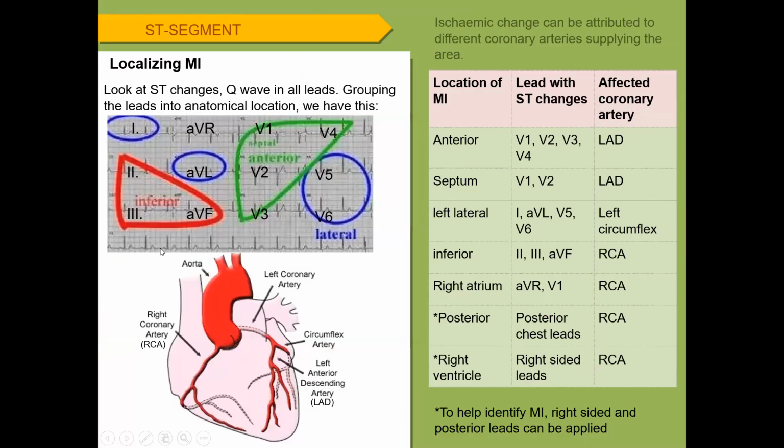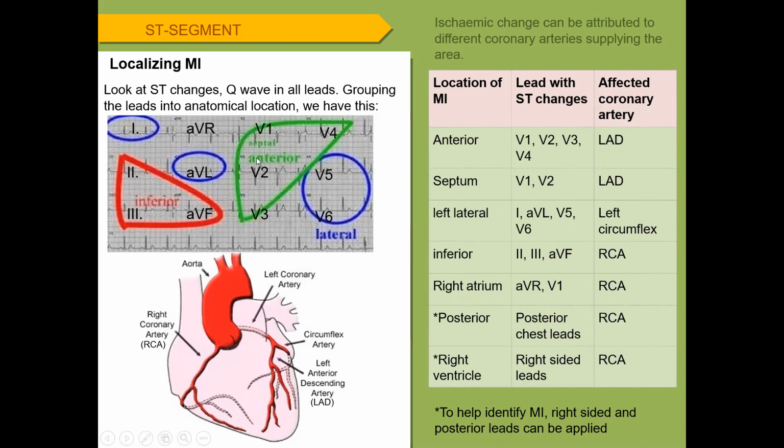Now coming to ST segment elevation, how to localize an MI. You can see the chart; you have to look for ST segment elevation in these leads. For anterior MI, V1, V2, V3, V4, the artery is LAD. Septum, V1, V2, LAD. Left lateral MI, 1, AVL, V5, V6, left circumflex. Inferior, 2, 3, AVF, RCA. Right atrium, AVR, V1, RCA. Posterior chest, V8, V9, V10, involving RCA. Right ventricle, right-sided leads, RV3, RV2, RV4, all involving RCA.